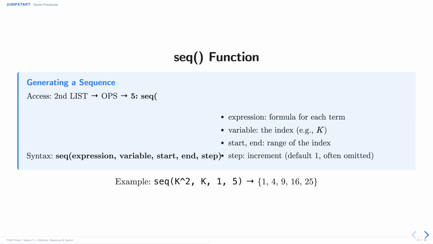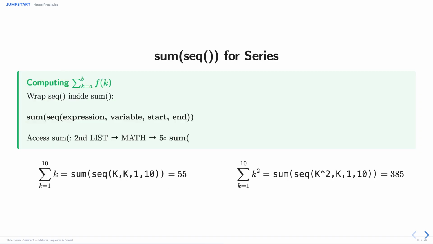For example, using seq with k squared from 1 to 5 will generate the sequence of perfect squares, 1, 4, 9, 16, and 25. Now let's compute series using the sum function with seq. To find the sum of a sequence from k equals a to b, you can wrap seq inside sum.